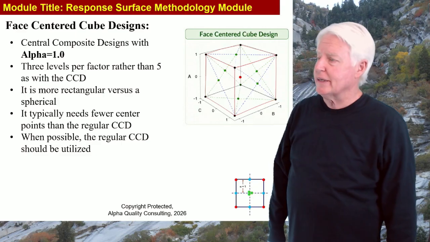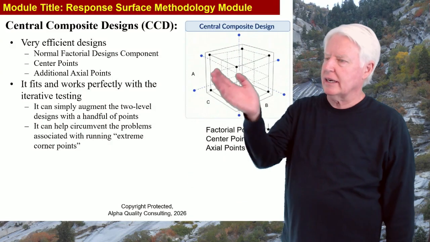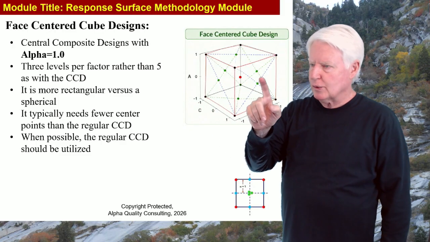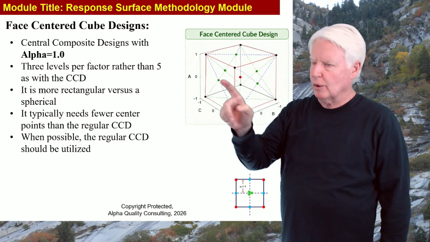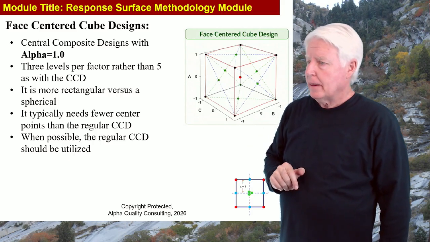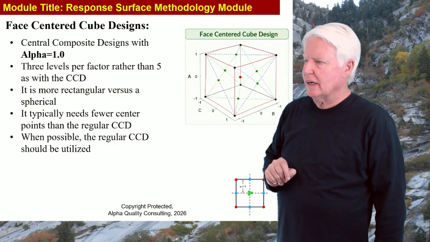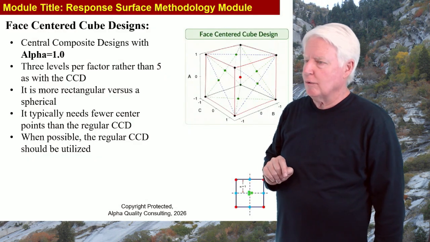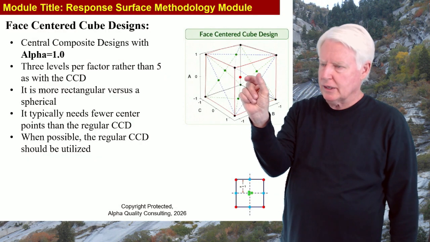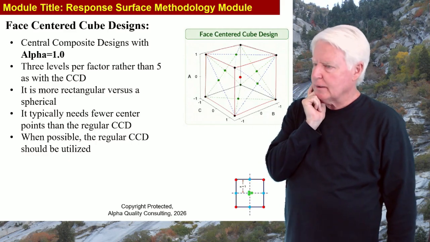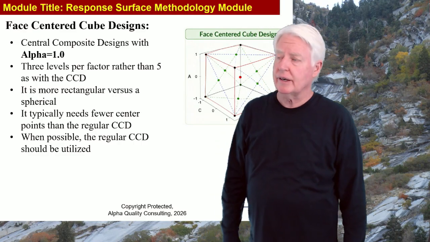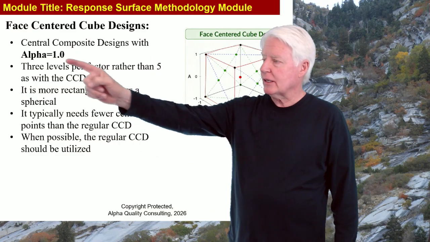Here's the face-centered cube design. And the face-centered cube design is very much like this one. Again, only the alpha is 1. Here, plus or minus 1 here, it'd be 1 out here. Remember, that's the coded variable that I'm talking about. So you could say the face-centered cube design is an alpha of 1. You can use the CCD with an alpha of 1, meaning plus and minus 1 on your coded variables. Everything's going to be 1 away. And that's called face-centered. Central composite designs with alpha equals 1.